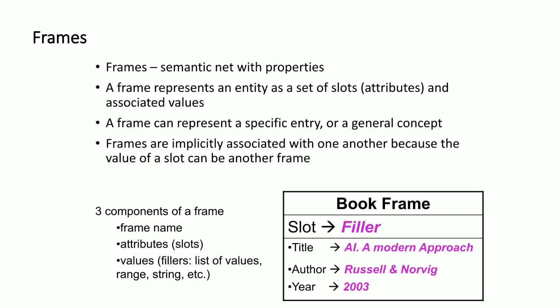You can see the three components of a frame here: frame name, attributes, also called slots, and values, the fillers, such as a list of values, range and string. For example, in a book frame, the slot is title and the filler is AI: A Modern Approach, author is Russell and Norvig, and year is 2003. So for the book, the properties are title, author and year.